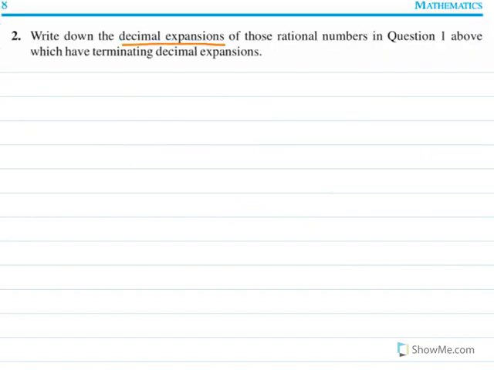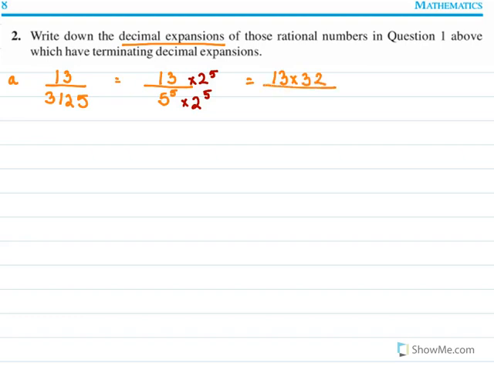Write down the decimal expansions of those rational numbers in question 1, whichever are terminating decimals. So I think the first one, that was 13 over 3125, was terminating. Now we have to write the decimal expansion. So we do first 13. Prime factorization of this becomes 5 raised to 5. Now you multiply this by 2 raised to 5, here also 2 raised to 5. So here you get 13 into 32, and this will be now 5 into 2, whole thing raised to 5.